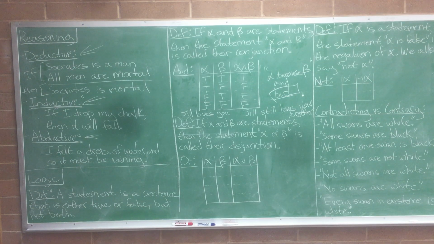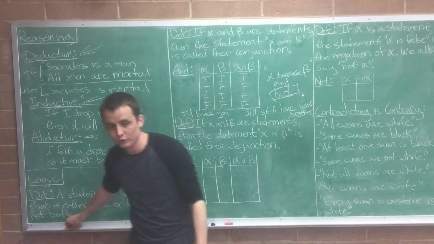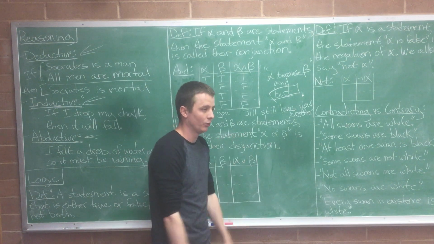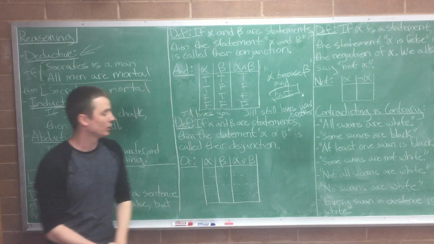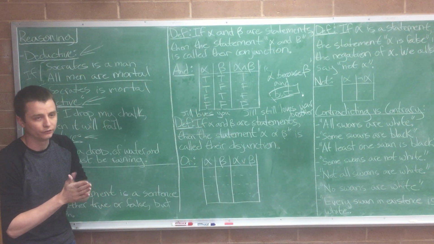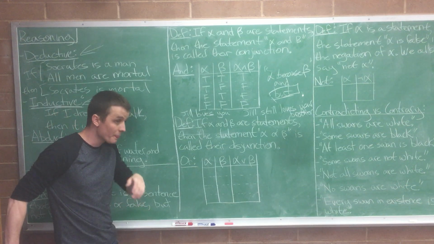Now we're in trouble because logic predates the English language. And in the English language, we use "or" in two different senses. And so we need to pick an "or." The two ways that we use "or," we call the inclusive or and the exclusive or. And I'll give you an example of each.